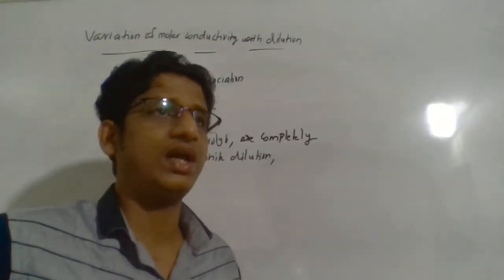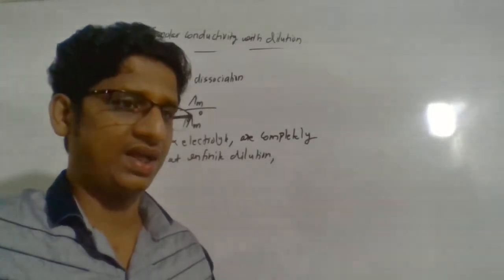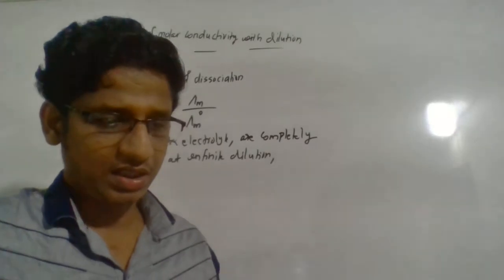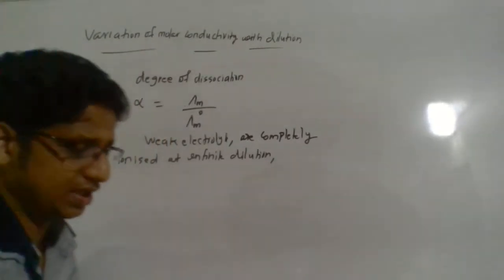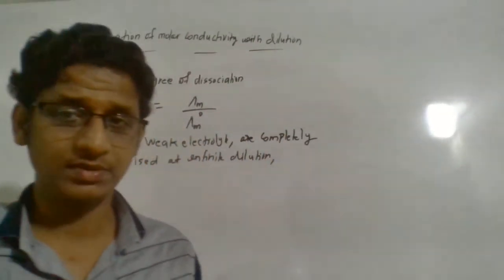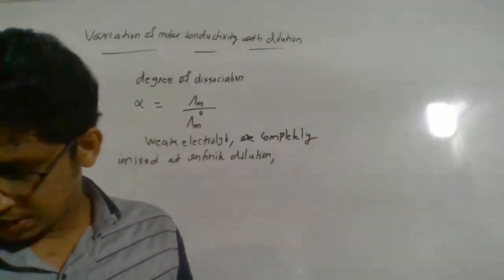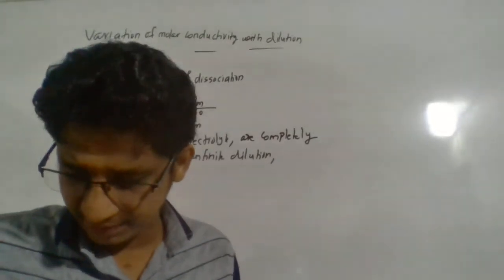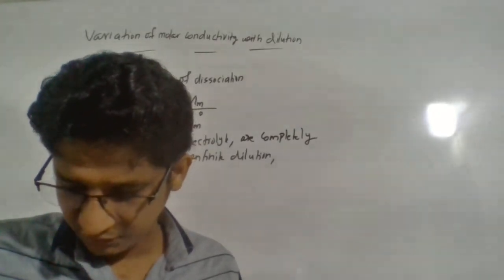For a strong electrolyte, this will almost be similar, because even at moderate concentration the lambda m value will be closely related to the lambda 0m. But not always the same, it will vary. For a weak electrolyte, we can use this ratio of lambda m by lambda 0m to give you the degree of dissociation of a weak electrolyte.